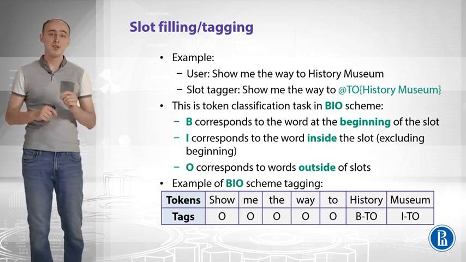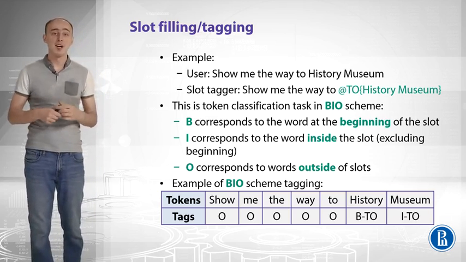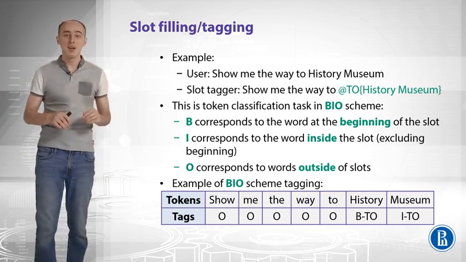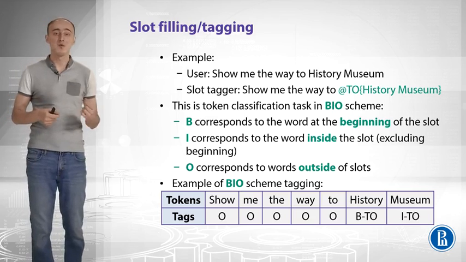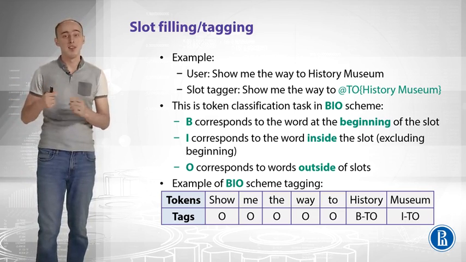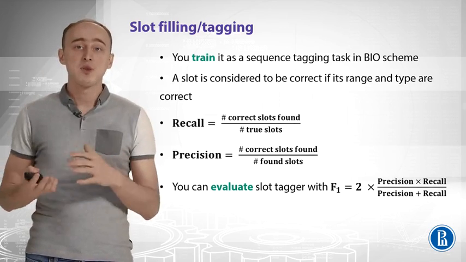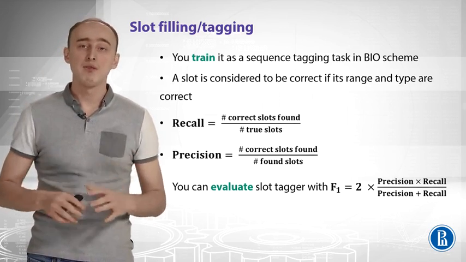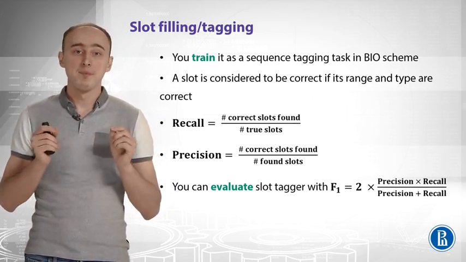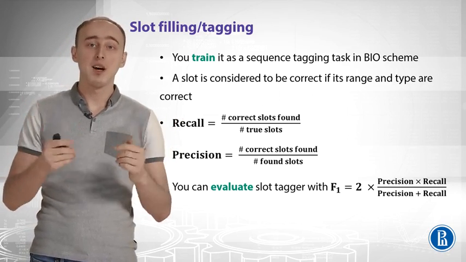If we look at this example, show me the way to History Museum, the tags that we want to produce for each token are the following: show me the way to are outside of any slots, that's why they have O. History is the beginning of the to slot, and Museum is the inside token in the to slot, so that's why it gets that tag. You train it as a sequence tagging task in BIO-scheme, and we overviewed that in the sequence to sequence week, in the previous week. Let's say that a slot is considered to be correct if its range and type are correct.